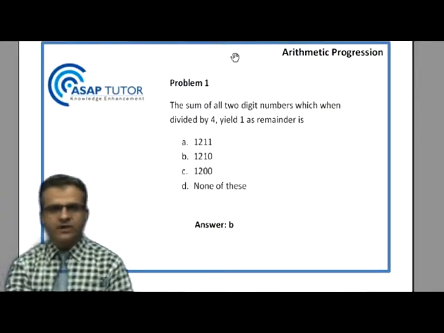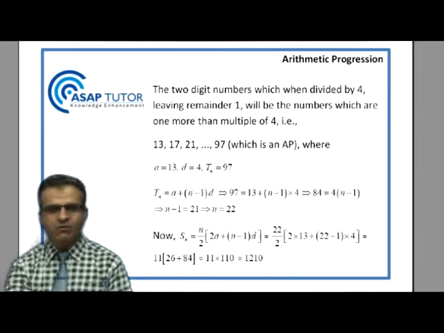In this session, we'll take a few problems on arithmetic progression. Here the first one is: the sum of all two-digit numbers which when divided by 4 yield 1 as remainder is, these are the options. So it means we want to find the sum of all two-digit numbers which when divided by 4 give a remainder of 1.